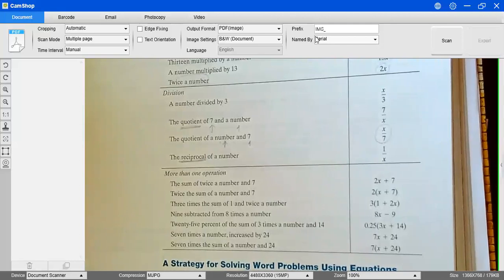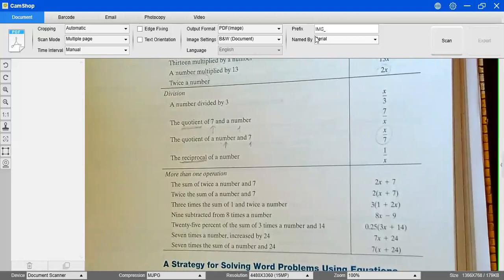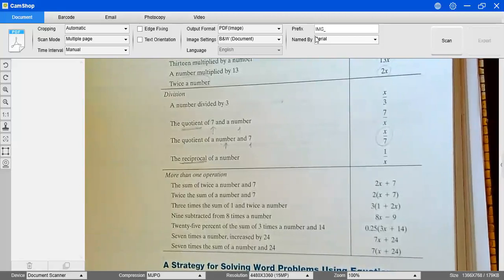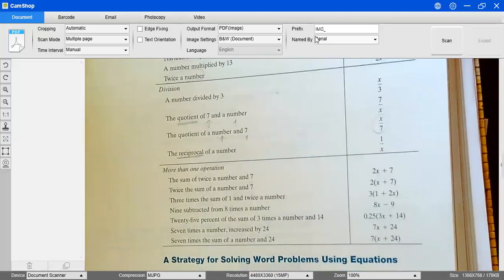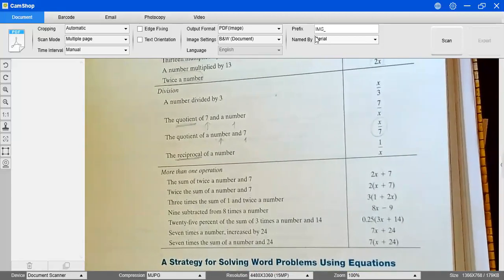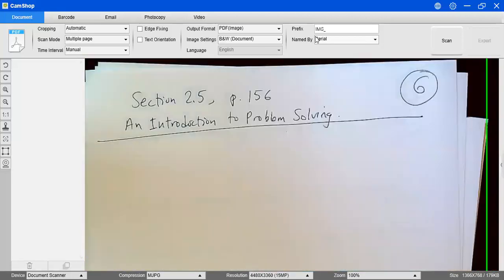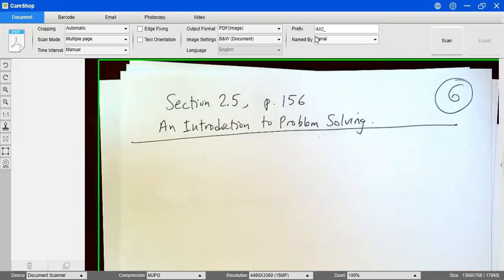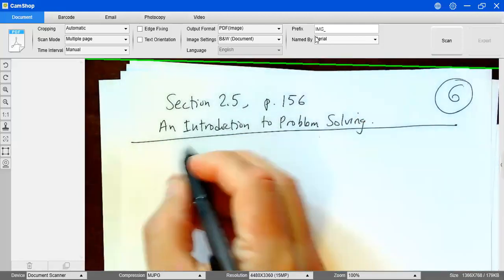So you need to read this table very carefully, and we're going to solve one problem, two problems, and then I'm going to give you an assignment where you're going to need to translate a lot of sentences into equations. This is important, and the only way to do it is just solving as many exercises as possible. So this is our section 2.5, page 156.